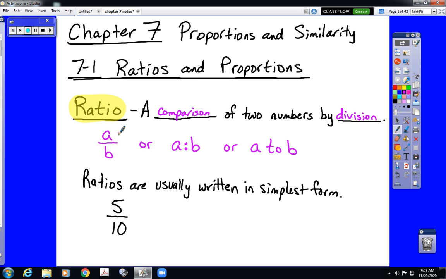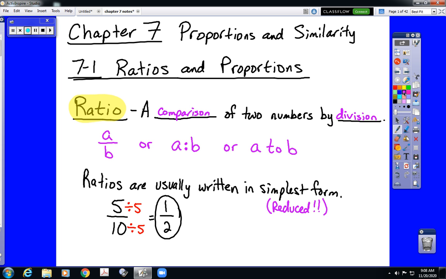When we write a ratio, we want that to be in what is called simplest form. Simplest form is fancy talk for reduced. So for instance, here 5 over 10, this is not in simplest form because 5 over 10 can be reduced. The top and the bottom of that fraction can be divided by 5, which would give us 1/2, which is in simplest form, 1 to 2.